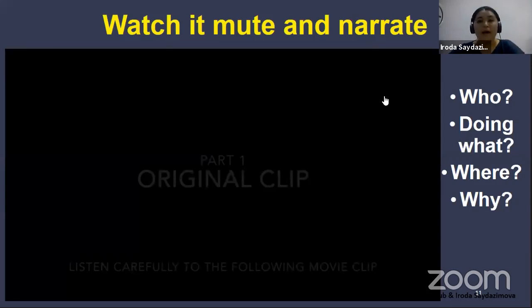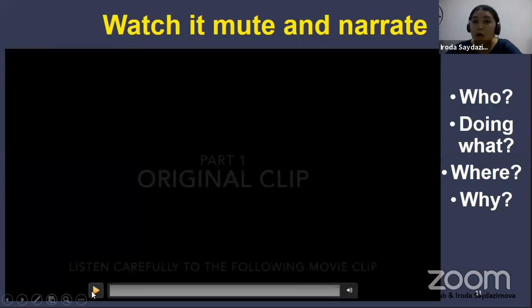To help you, I have the prompts on the right side. So who do you see? What are they doing? Where do you think they are? And why do you think they're doing what they're doing? So let's give it a go. I want you to get ready. I will play only 15 seconds. During these 15 seconds, you can rely on the prompts on the right side and keep talking and talking, okay? After that, I'll be needing your feedback. So off we go. 1, 2, go.